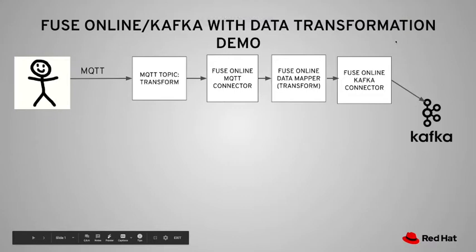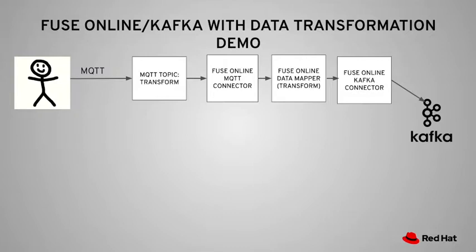Hello. Today I'm going to show you a Fields Online and Kafka demonstration. So let's look at the use case. In here, I'm sending a message to an MQTT server to a particular topic, and the topic's name is transform.